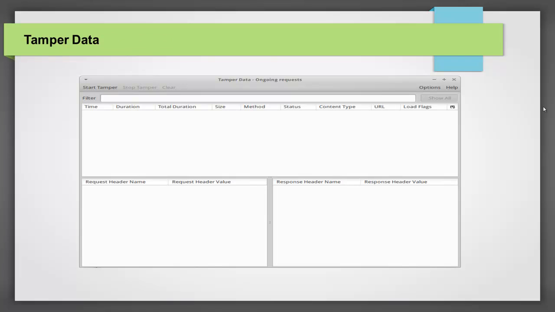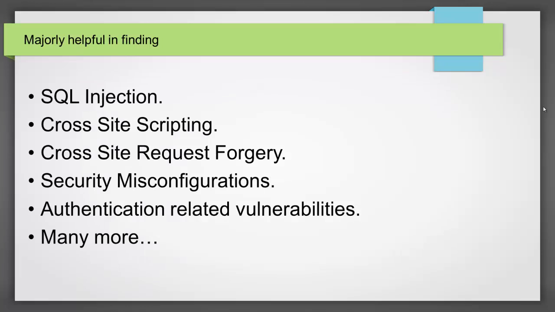This is how Tamper Data looks. We can see here the various columns that are present in Tamper Data. This Mozilla Firefox add-on is majorly helpful in finding SQL injection, cross-site scripting, cross-site request forgery, most of the security misconfigurations, authentication related vulnerabilities, and plenty of other vulnerabilities as well.